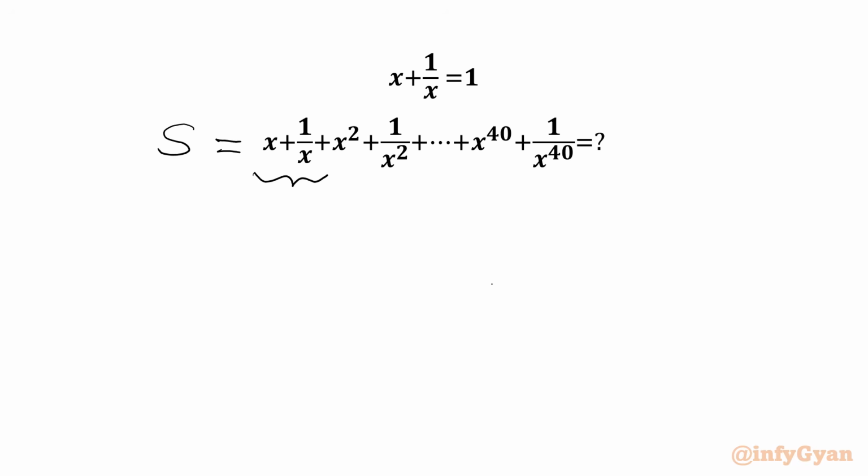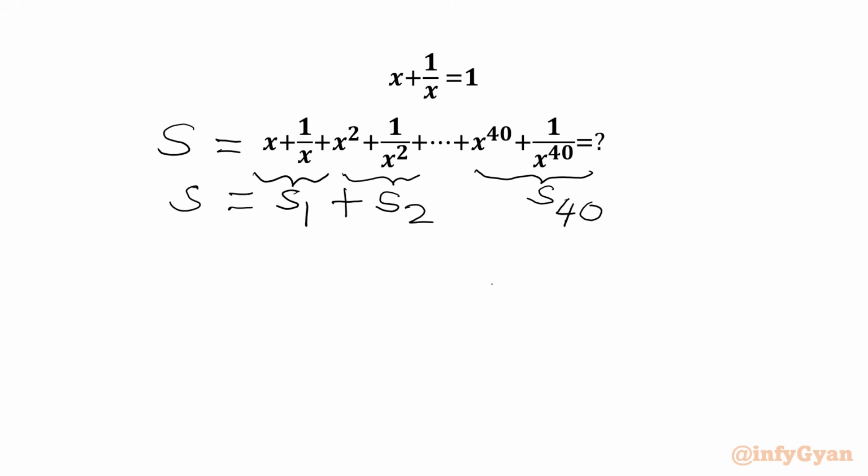Let's say x plus 1 over x is S1, x square plus 1 over x square is S2, up to x power 40 plus 1 over x power 40 is S40. So the required sum S would be S1 plus S2 plus S3 up to S40. So this is S1, which is equal to 1. Now we will figure out S2 first.